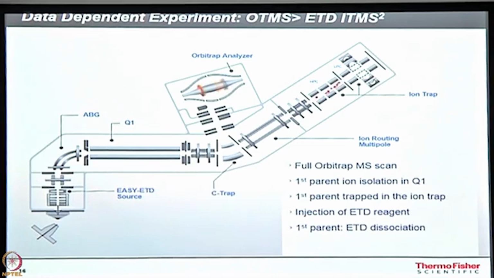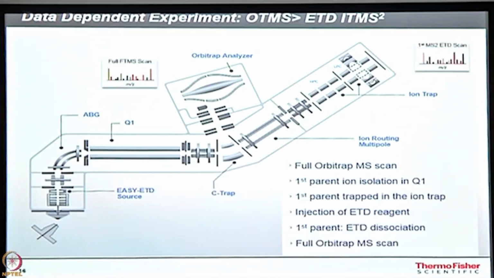So once the fragmentation has happened, it will give you the MS2 data as well as MSMS data. ETD is a very specialized case, used only when you are going for PTM type analysis, post-translational modifications like phosphorylation, acetylation or glycosylation. In those cases, you have to use this ETD reaction.